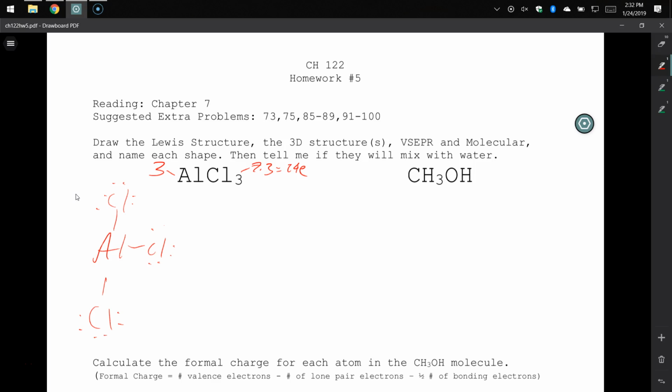I'm good because aluminum is one of the 4 atoms that we talked about that have exceptions. So the exceptions for aluminum and boron is they only want 3 bonds, so they only want to see 6 electrons. And the exceptions for phosphorus and sulfur where they can accept more than 8 electrons. So that's the Lewis structure for aluminum chloride.